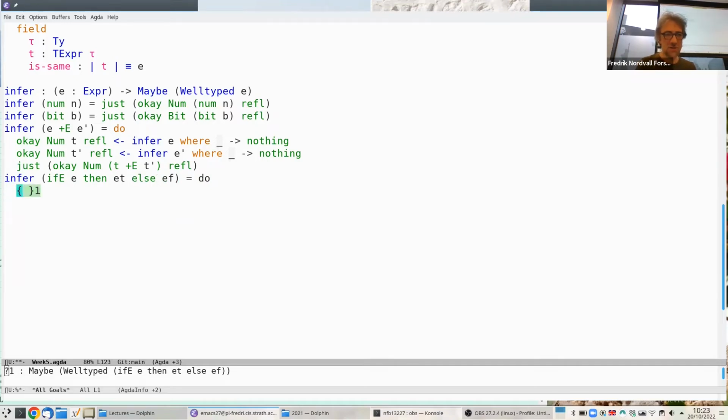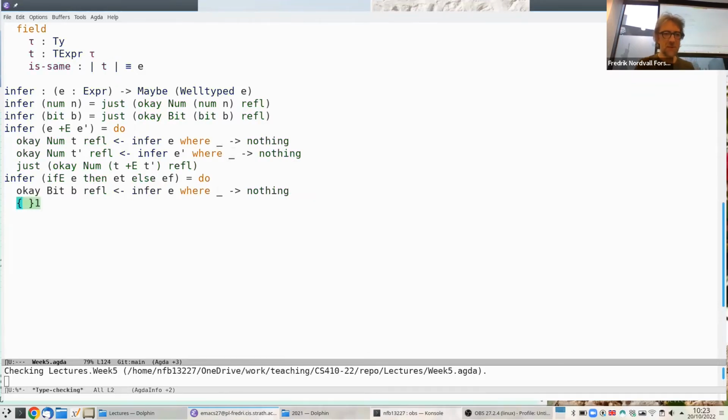So we're going to do some bits and pieces. Okay, let's get the easy bit. I'm going to call this OK bit B REFL, which comes from infer E, where underscore goes to nothing. Right, because this is the same as before. We're only happy if the condition really is a bit. Otherwise, we have no choice but to return nothing.